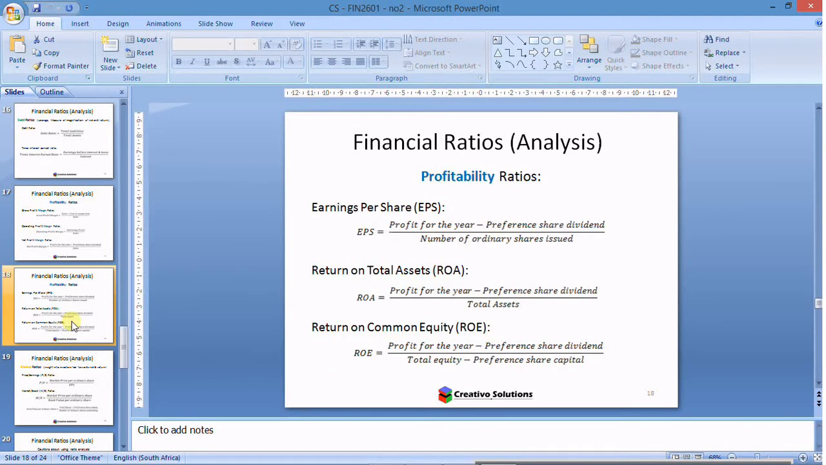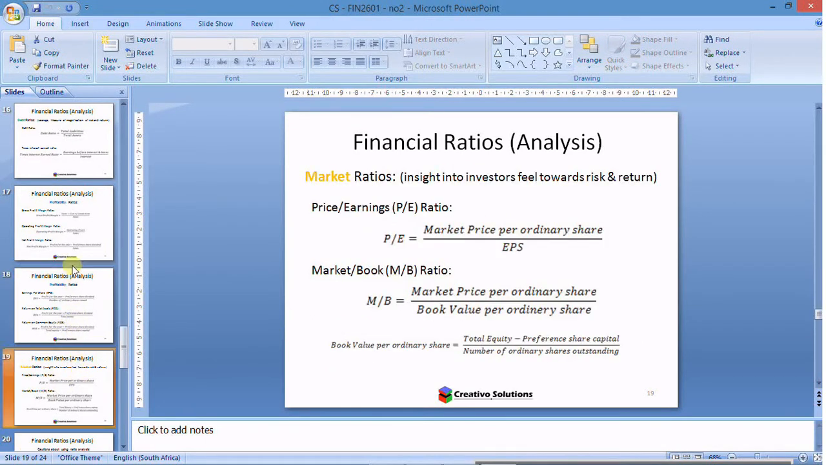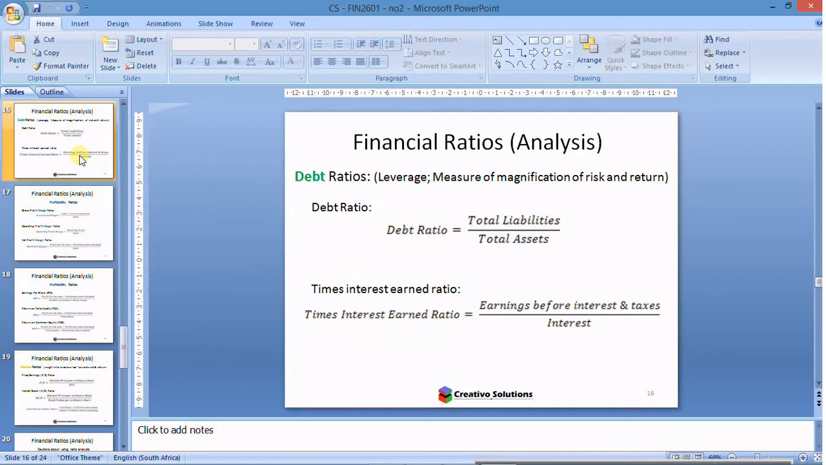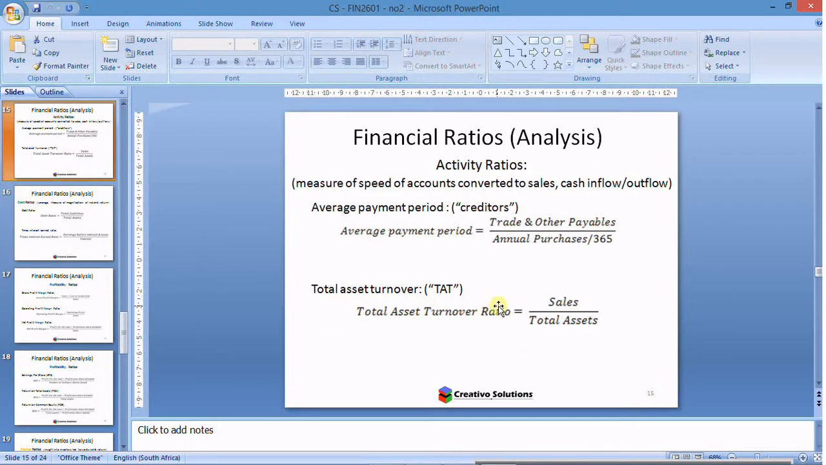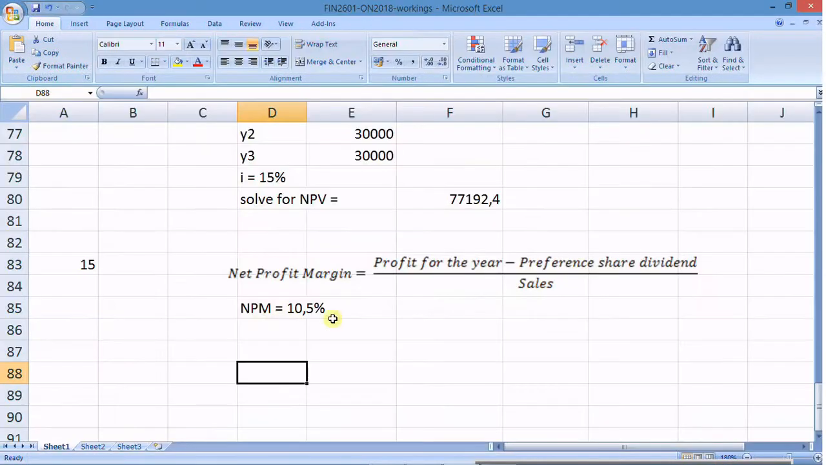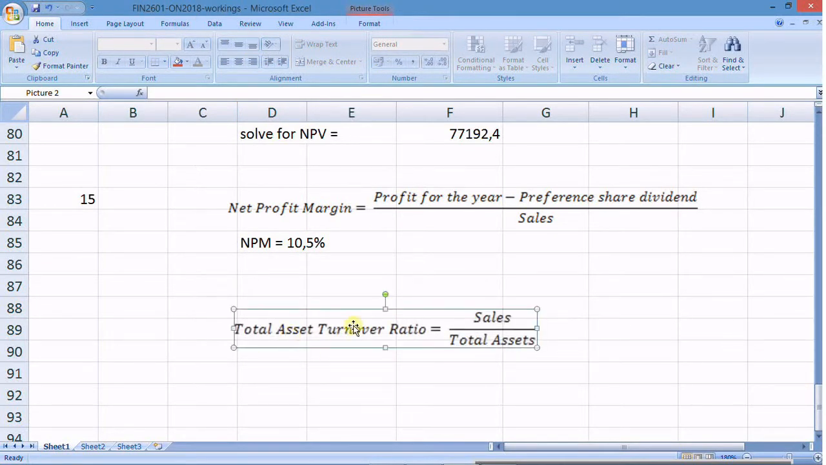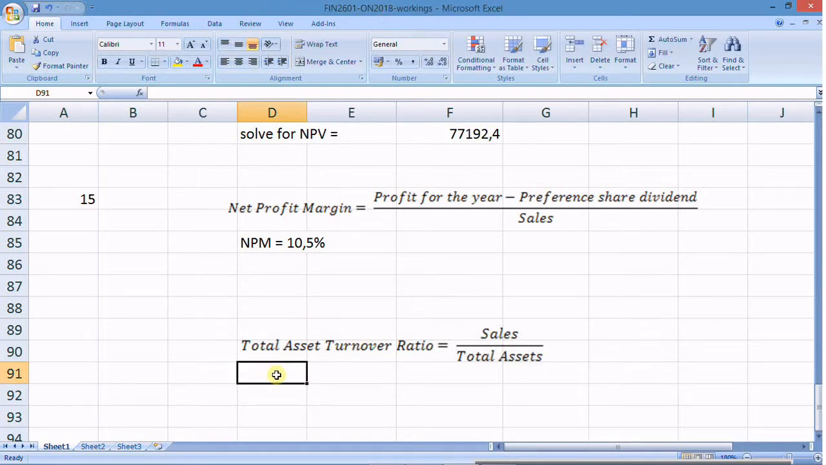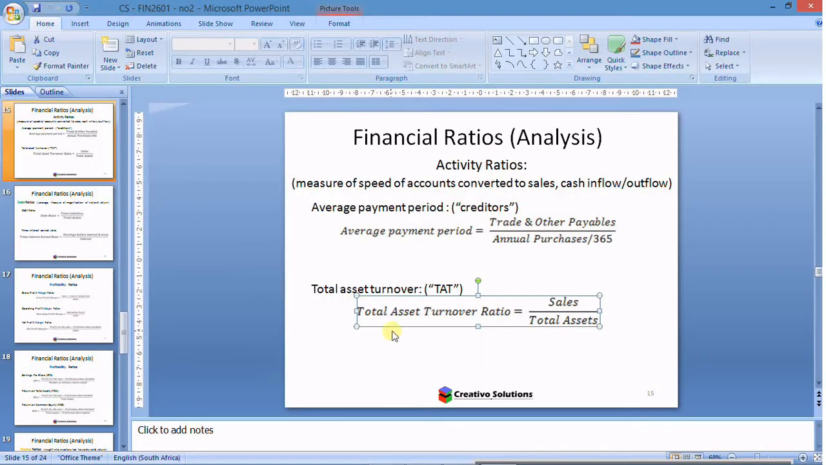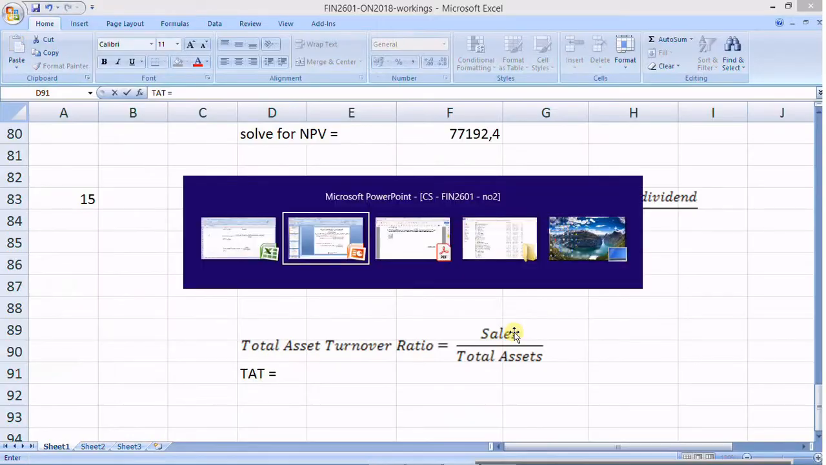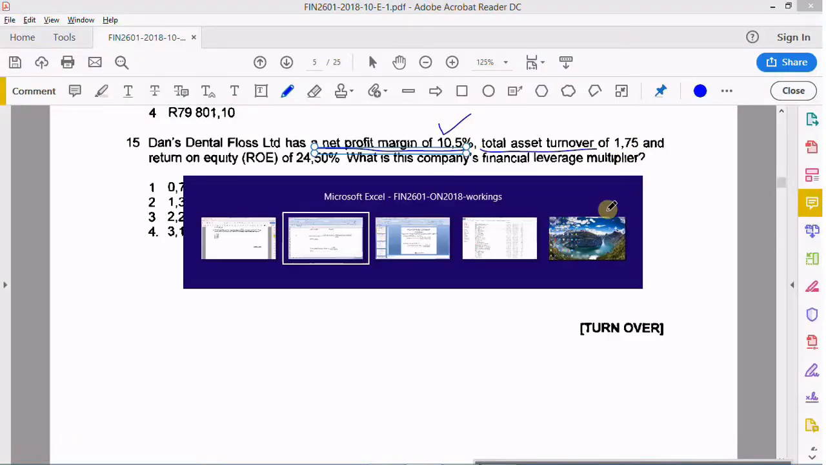Okay. Total asset turnover. These equations you're going to have to study, unfortunately. I hate that we have to do so many in one. But remember, some are easier to remember than others. Like current ratio is just current assets and liabilities, right? So they're not that difficult to study. You just need to go over them a few times before the exam. 1.75, eh?